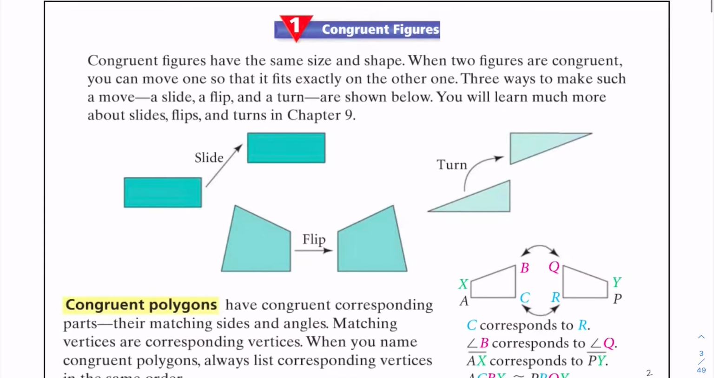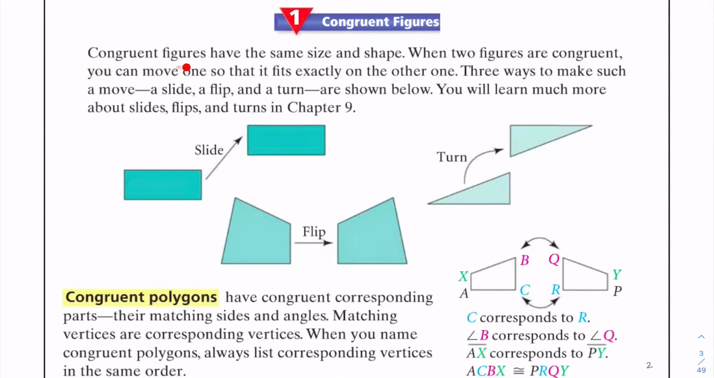So, congruent figures. Congruent figures have the same size and shape. So for instance, a translation, which is a slide, a flip, which is a reflection, and a turn, which is a rotation, all maintain size and shape, making them the same size and shape, making all of these congruent. So 3 ways to make them are a slide, flip, and turn, which I just wrote down.